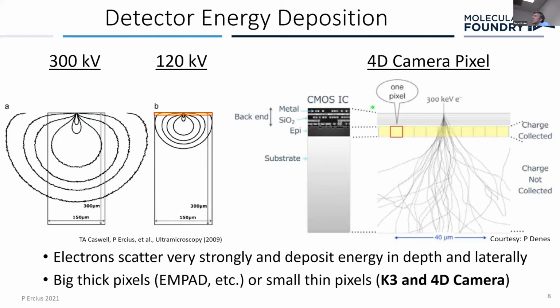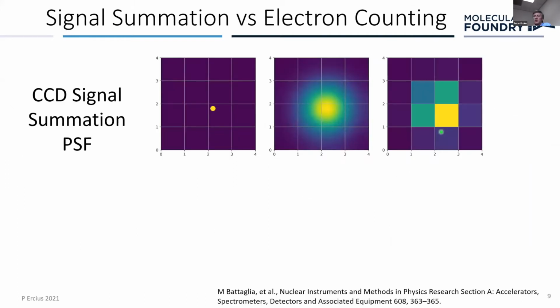So we're using these CMOS ICs in order to only collect charge in a very small area of the detector. And so that allows you to have very minimal blurring between pixels. But this also gives us another advantage that we can use, is that if we can run fast enough, we can do what's called electron counting.